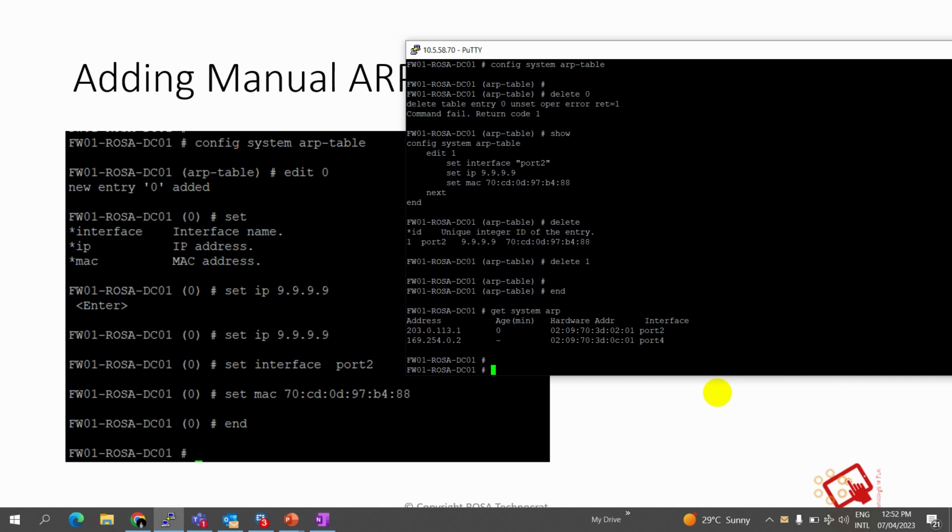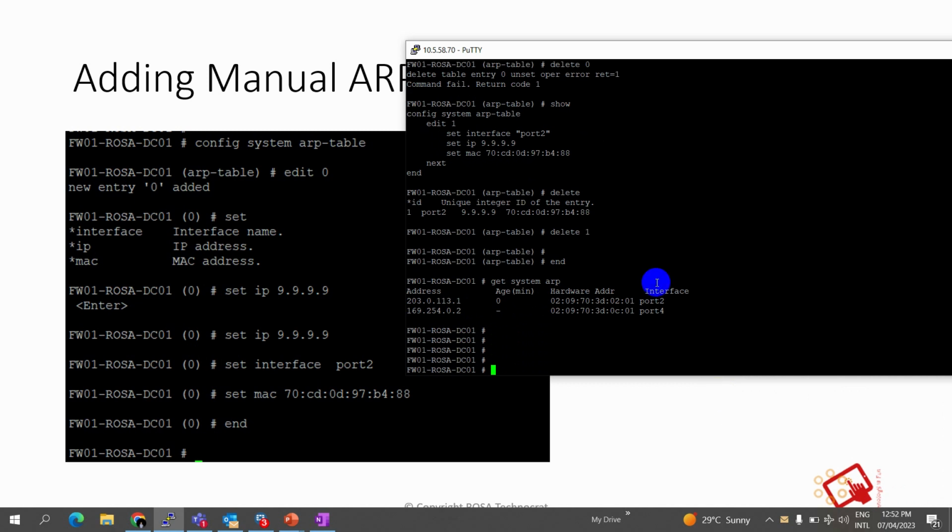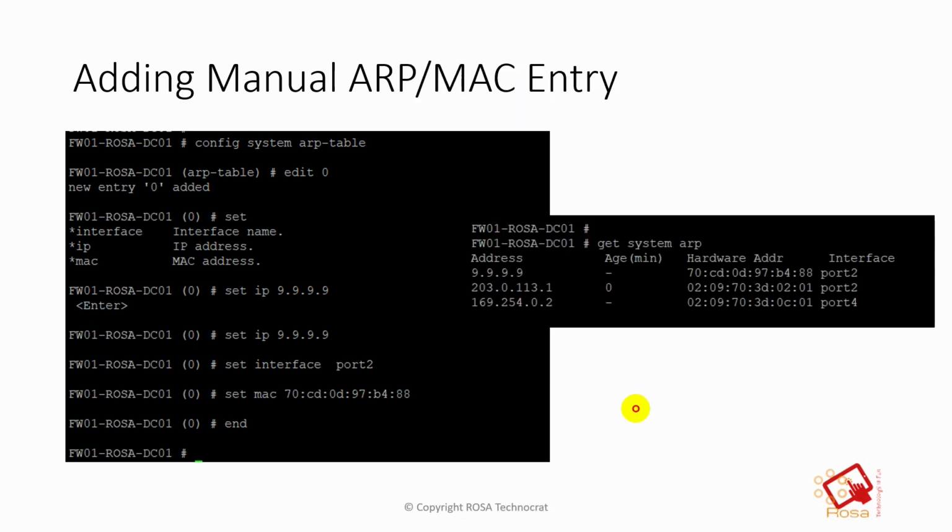Yeah, so now you can see the static ARP which we had created is deleted also. So you can simply use config system ARP table and delete 1. So when you do delete 1, that means this is a number and you are deleting this. So this way you can create and delete a static ARP onto the FortiGate. Let's go to our next slide.